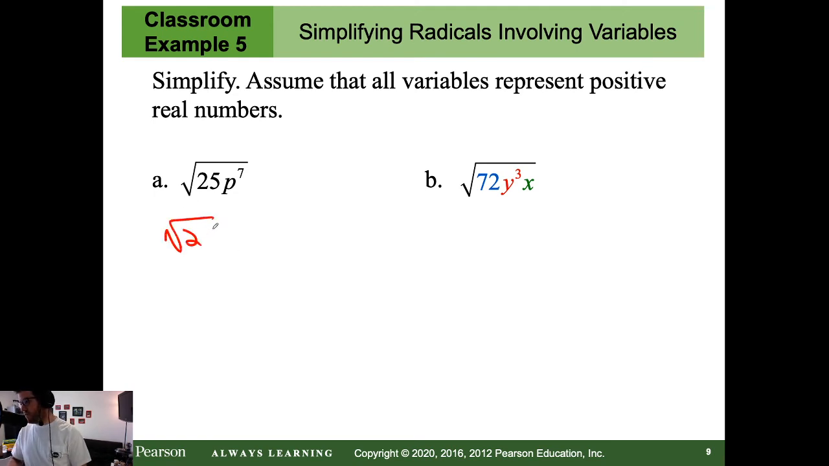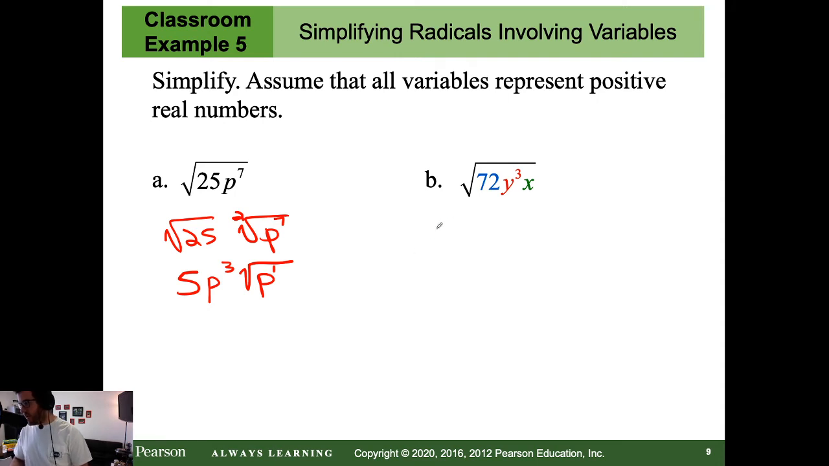So this is the square root of 25 times the square root of p to the 7th. Let's deal with this first. What's the square root of 25? It's going to be 5. P to the 7th. Okay, my index here is a 2. I ask myself, how many 2's go into 7? Well, I would say 3. Those 3 come on the outside, and my remainder, 1, stays on the inside.